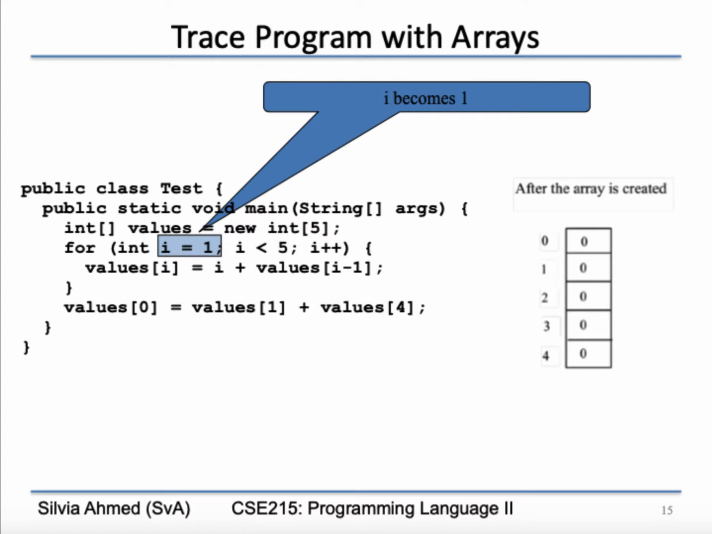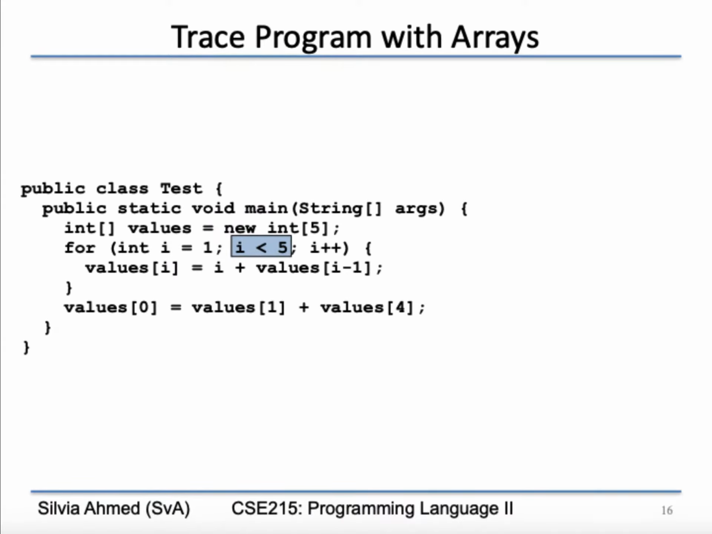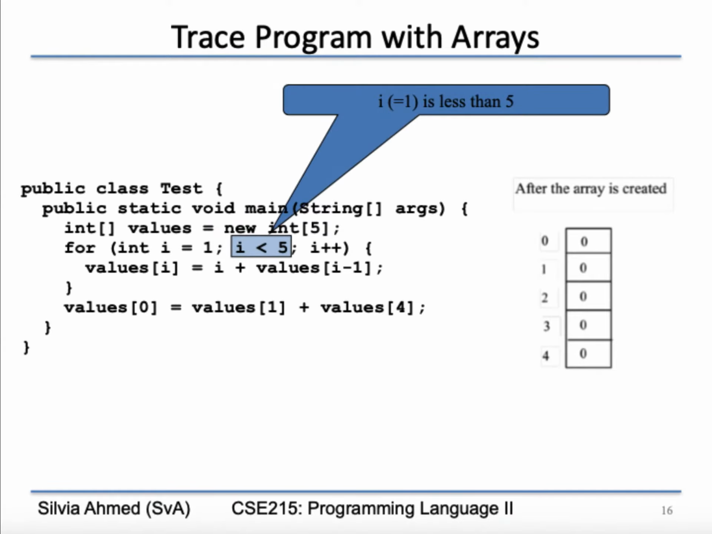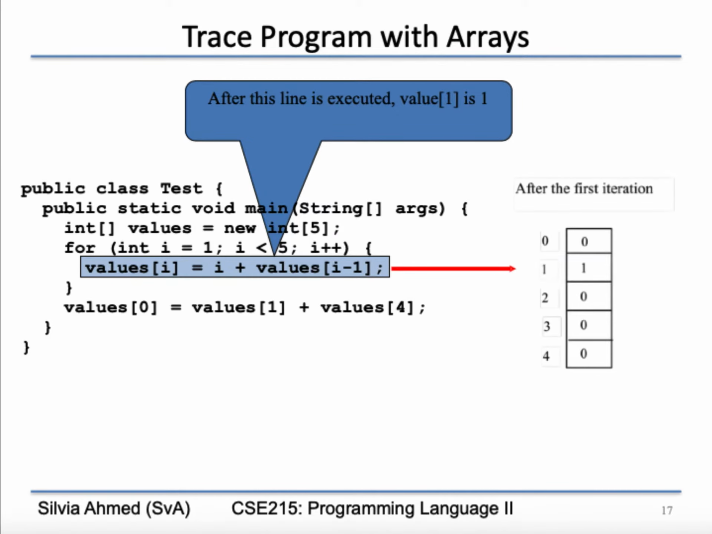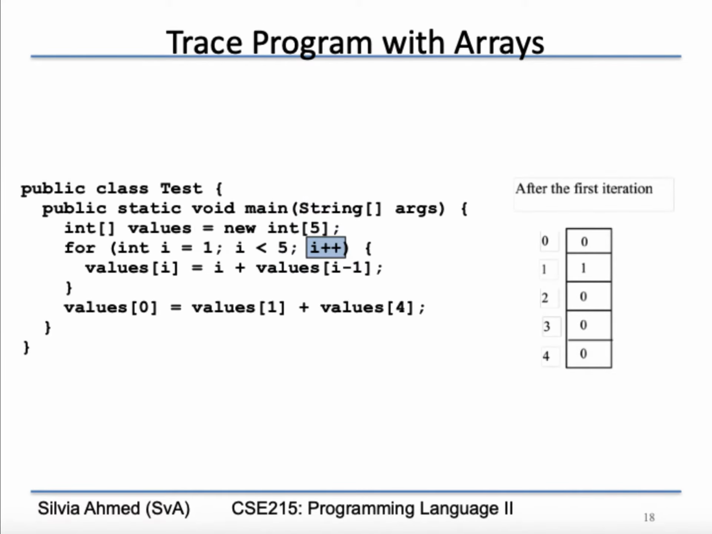So i is initially 1. Then we compare i less than 5, so true. Then we enter the loop and we do this. So i, that means 1, plus the values at 1 minus 1, or the values at 0. So values at 0 position, it was 0. So 0 plus 1 becomes 1, and 1 is assigned in the 1st position. So values at i, or values at 1.